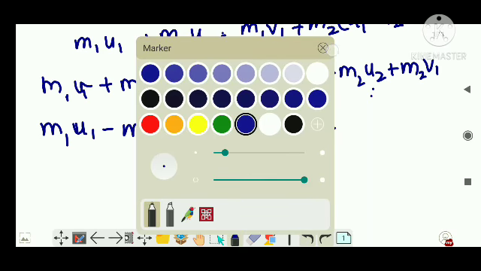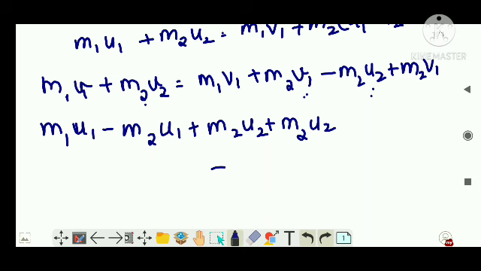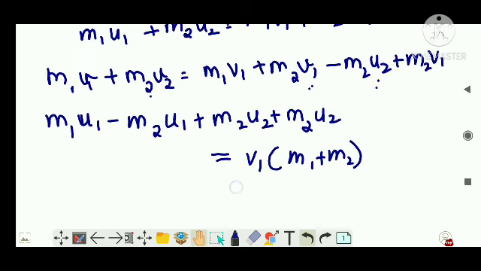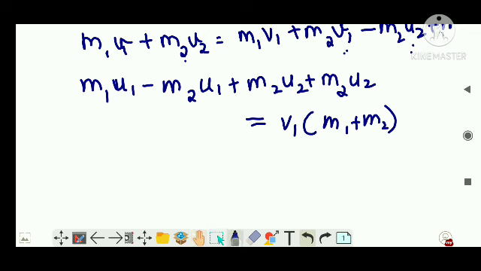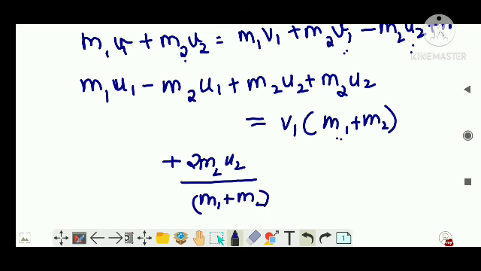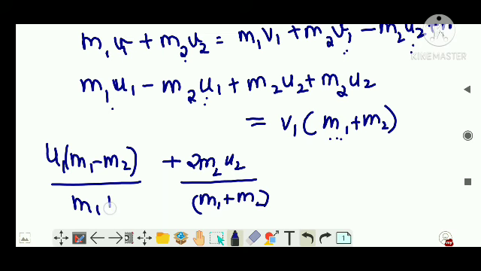Equal to v1 common, m1 plus m2. Now m2 u2 plus m2 u2, I can write as plus 2 m2 u2. I'm going to bring this m1 plus m2 below it, as well as to the first term. u1 is common, so u1 times m1 minus m2, and this also has a denominator, m1 plus m2. This is actually equal to v1.